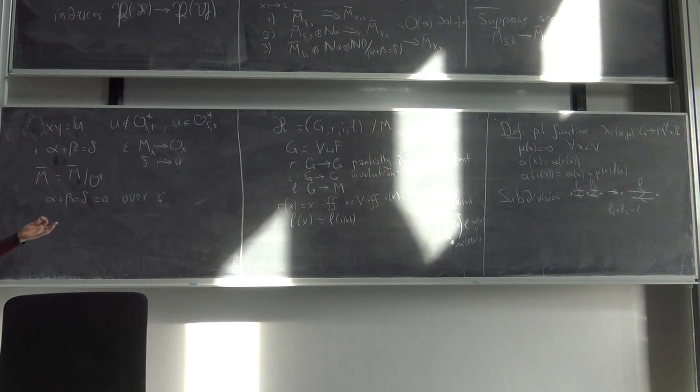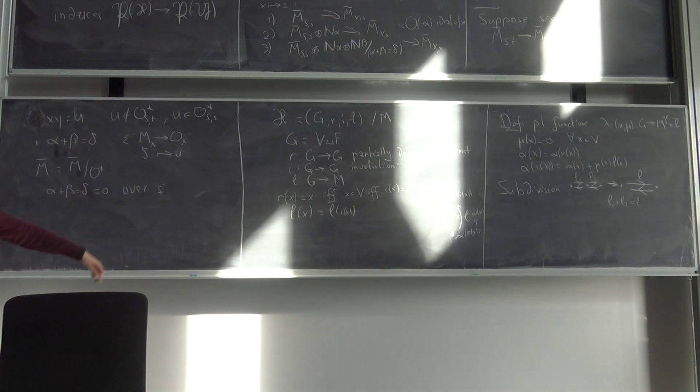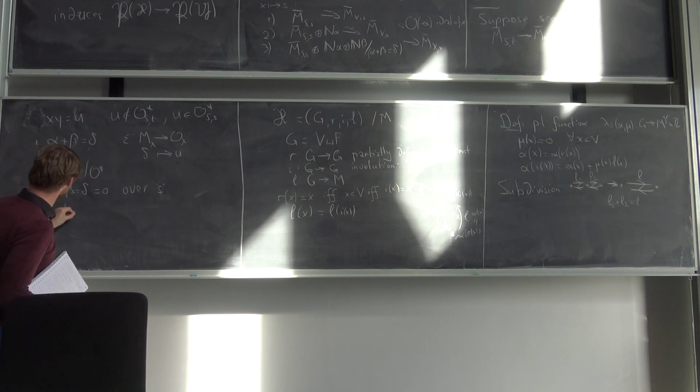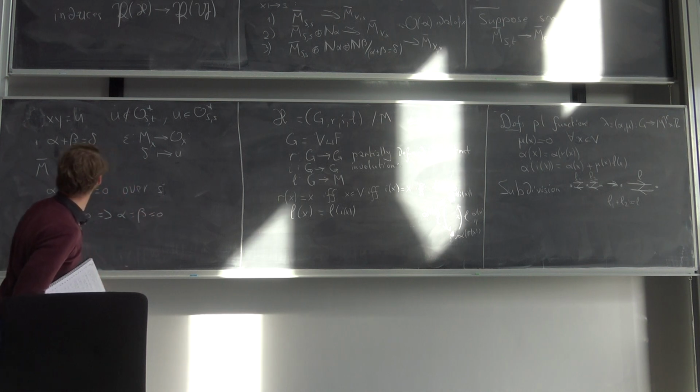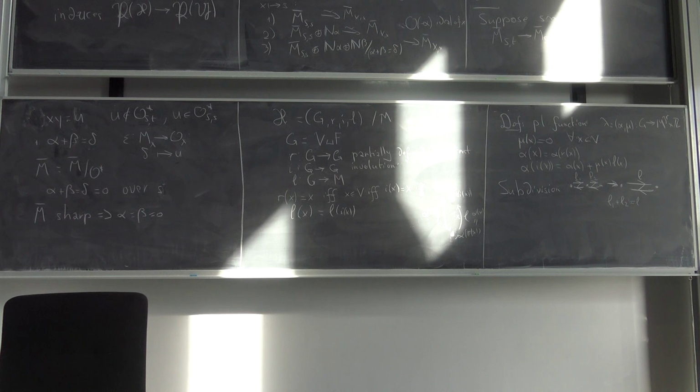Because it's sharp, we know that alpha and beta then are also 0. So we do really need this sharpening. And I think that's one of the reasons that we're writing these bars everywhere. And this is a subtlety I didn't see at first, so I thought I'd show it to you.